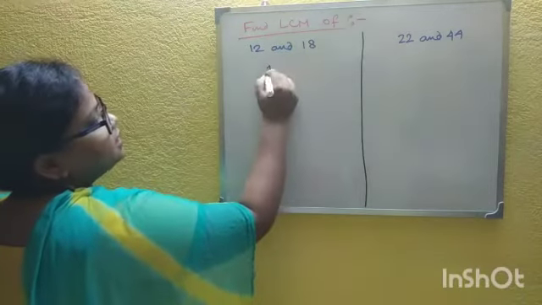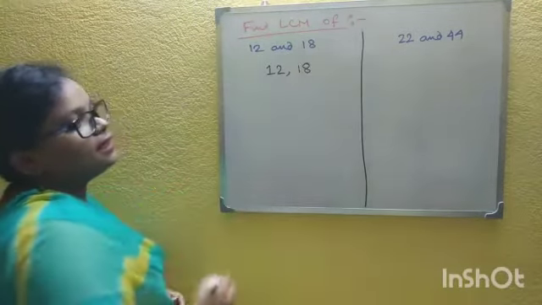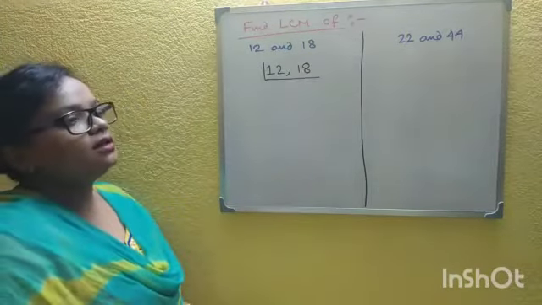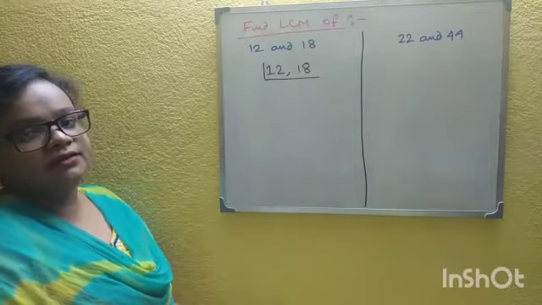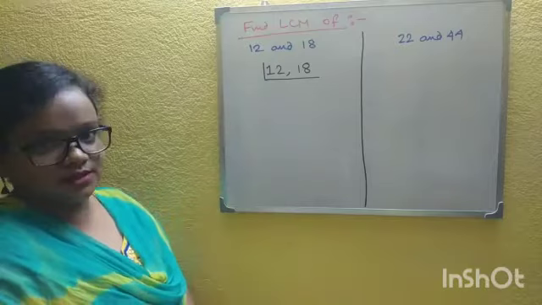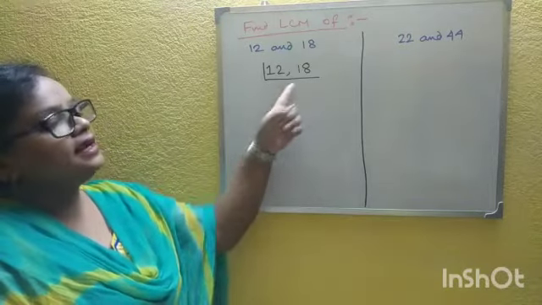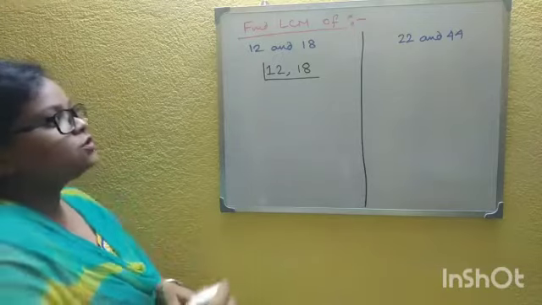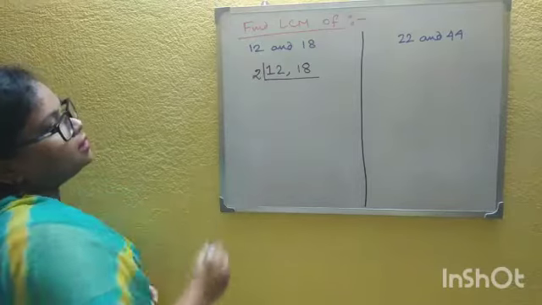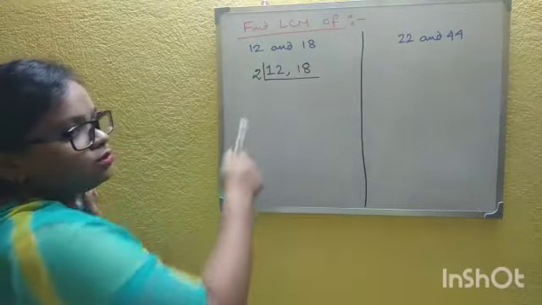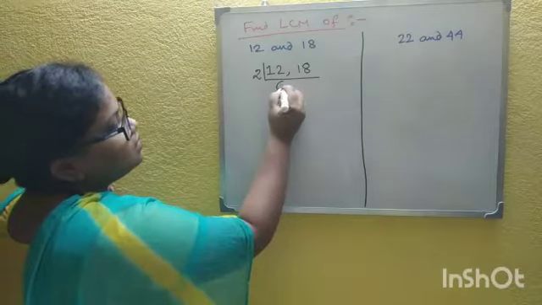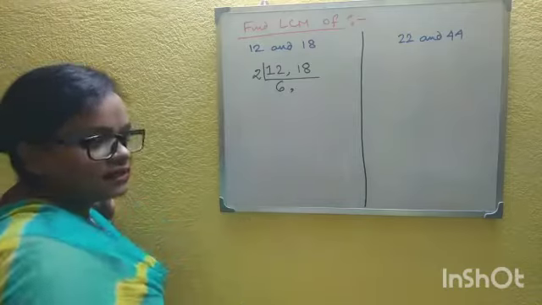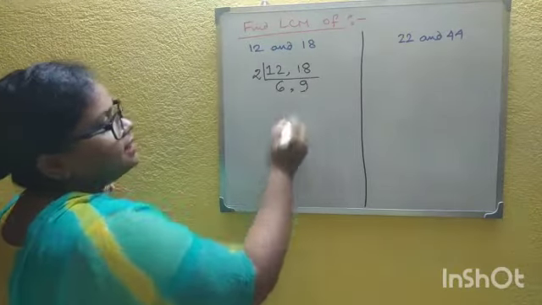First, we will write 12 and 18 in a row. Then, we will consider the lowest prime number that divides at least one of the numbers. Now, 12 and 18 both are even numbers, so they are divisible by 2. So, we will write 2 here. Now, after dividing 12 by 2, we get 6. So, we will write 6 here. And then, after dividing 18 by 2, we get 9. So, we will write 9 here.